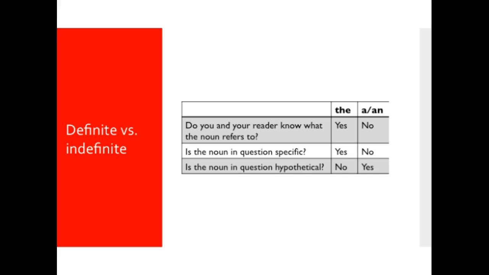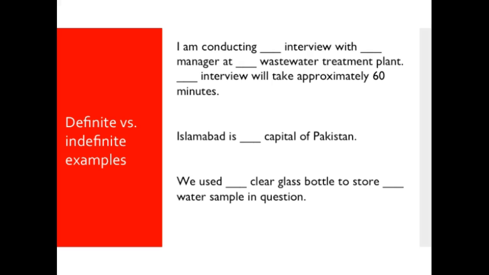Is the noun in question specific? So are you talking about something broadly, or are you zeroing in on a very specific object? And is the noun in question hypothetical? So maybe you're giving an example of something that could or would happen in a study that you're conducting. If it's hypothetical, then you want to use an indefinite article. If it's not and it's concrete, like if you're talking about reporting results that have already come to be, then you would want definite articles.